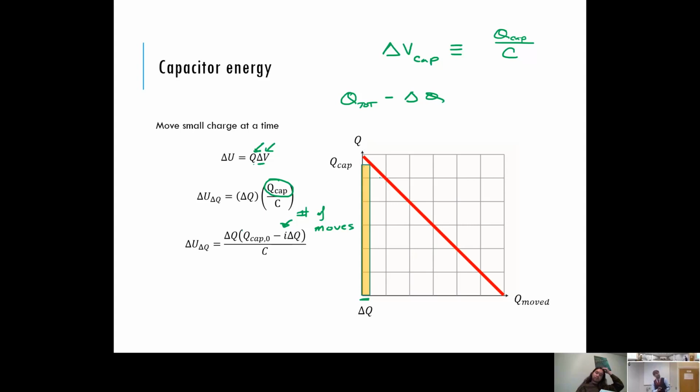You notice the area beneath this, it's a triangle. So the area is given by one half base times height. What's the height of this triangle? Q, right? The starting charge of the capacitor. What's the width, or the base of the triangle?